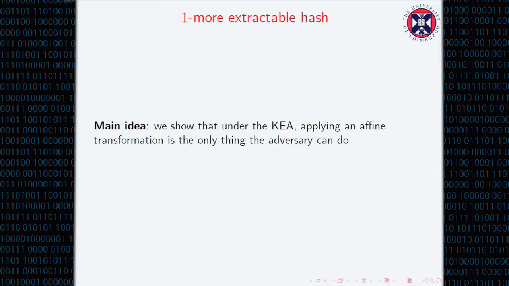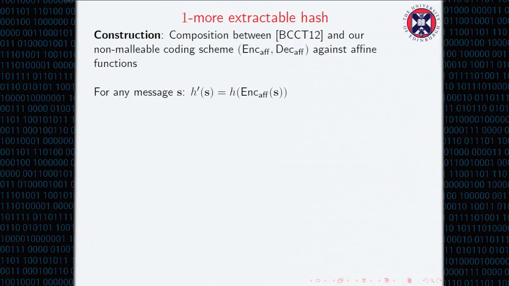So this is our construction, and basically our construction is a composition of the zero-more extractable hash of BCCT12 and an encoding scheme which is secure against affine functions that we have already constructed. I didn't say anything about it, but trust me that we have such a scheme with some extra property. So in our hash function, in order to hash a message S, we first encode it using a non-malleable code.